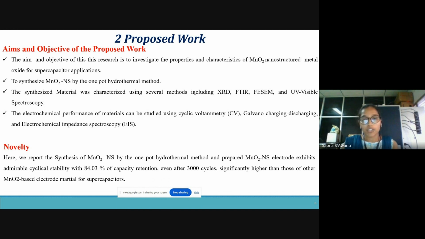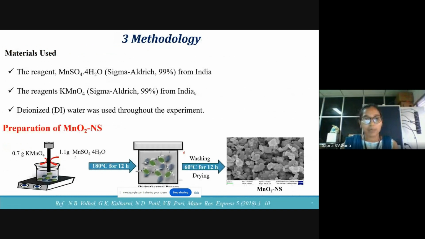And the novelty in this work is that we reported an MnO2 nanostructure by a one-pot hydrothermal method, and the prepared MnO2 nanostructure electrode exhibits admirable cyclic stability with 84.03% of capacitance retention even after 3000 cycles, significantly higher than those of the other MnO2-based electrode materials for supercapacitors previously reported in the literature review. And here is the methodology.